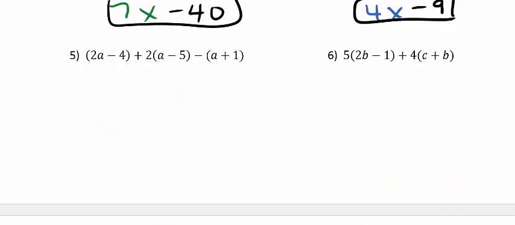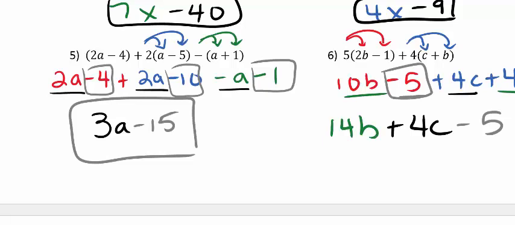Go ahead and do numbers 5 and 6 on your own, pause the video, and then come back and check your answers. Here are the answers to numbers 5 and 6. Number 5 is 3a minus 15, and then 6 is 4b plus 4c minus 5.